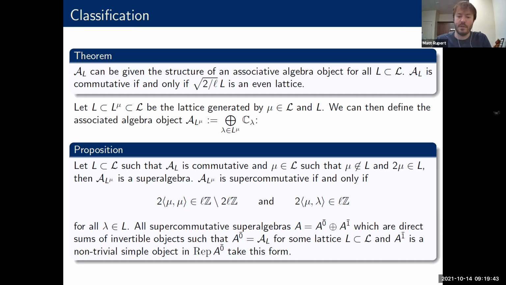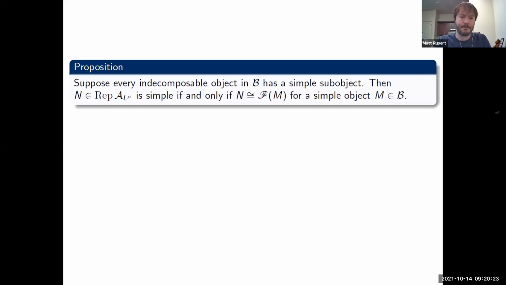And it turns out that all supercommutative superalgebras which are direct sums of invertible objects, for which the even component is a commutative algebra object of the kind we've just described, and the odd component is a non-trivial simple object over the even component, all such supercommutative superalgebras have to take this form. So in general, I'll be talking about results on the supercommutative superalgebra objects, and you can just set mu equals 0 to get the results for the commutative algebra objects.